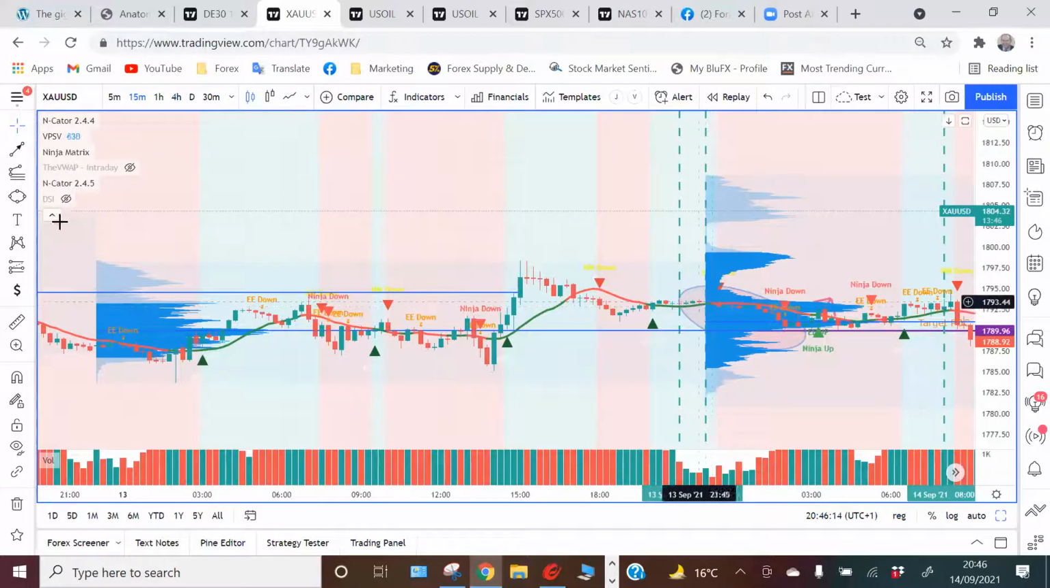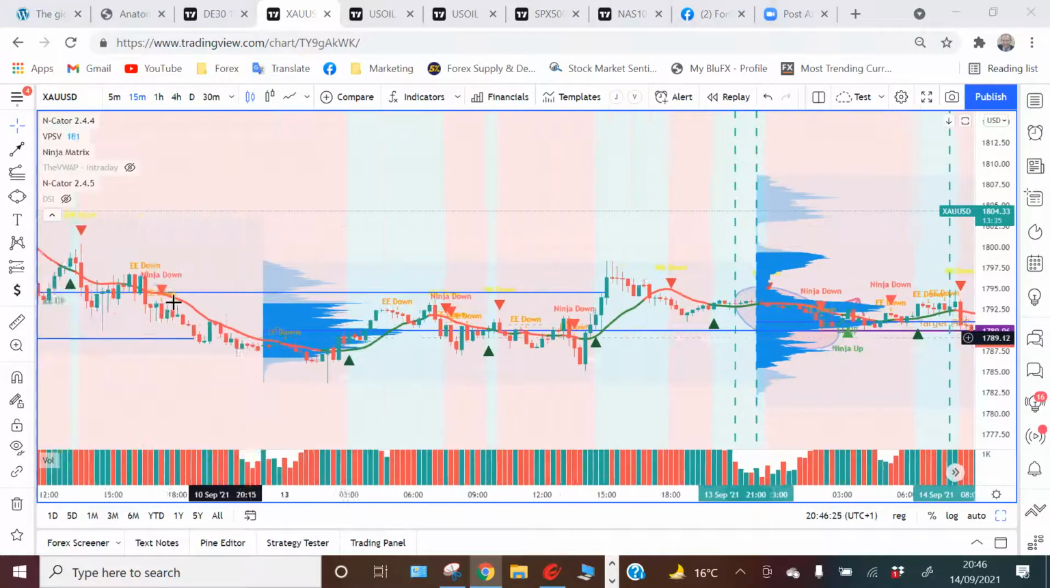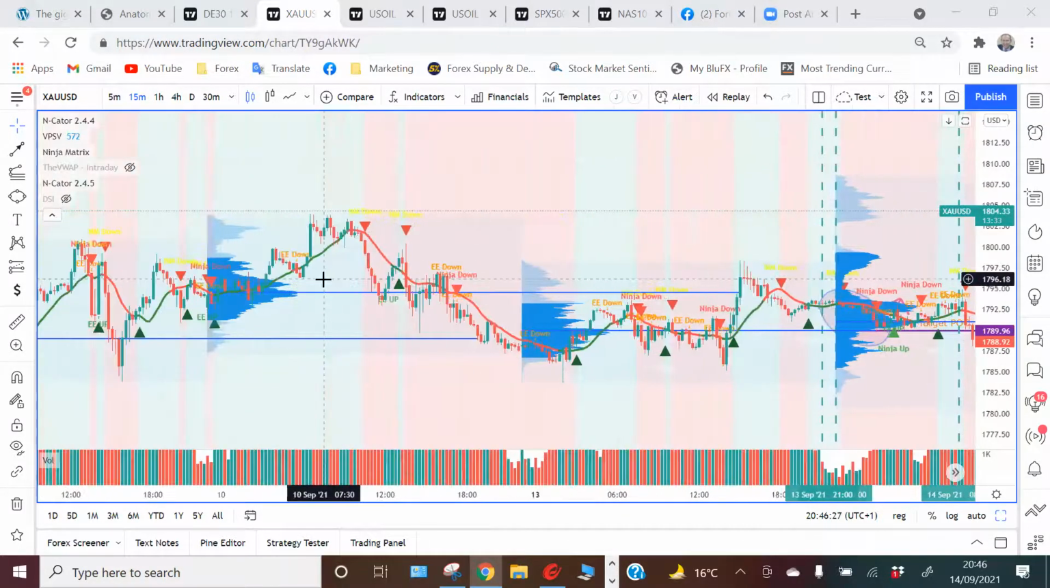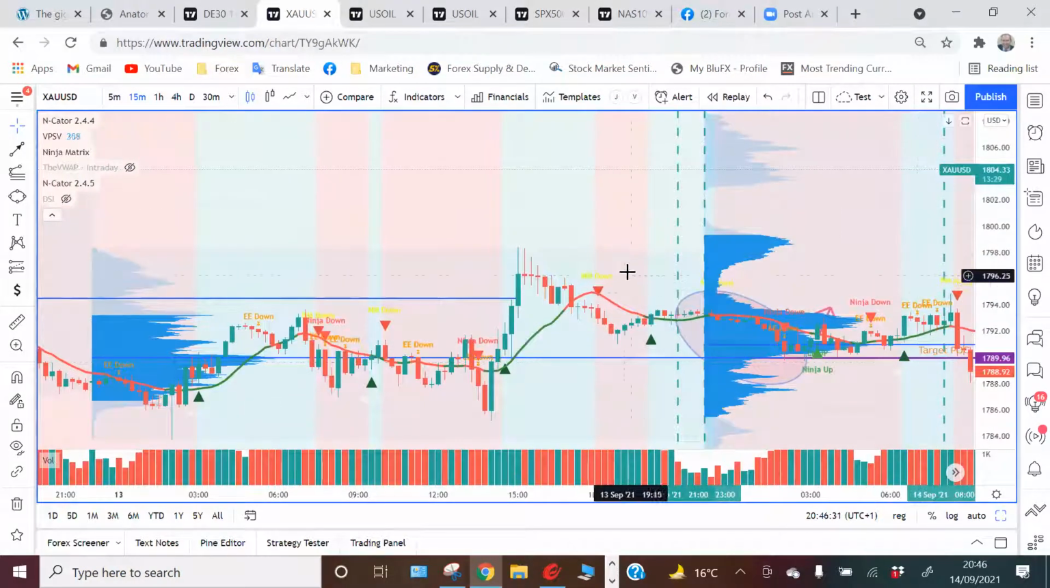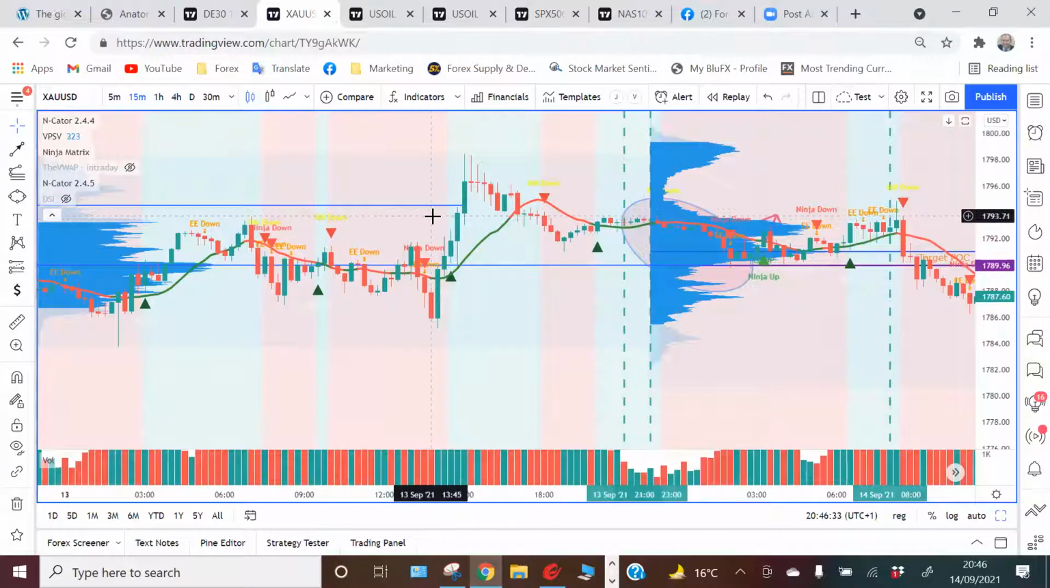11 o'clock candle. There. Is this in the previous day's range? Yes or no? Yes. Thank you very much. Every one of these has been a winner, Kerry. Every single one. It's a very specific strategy. This is in the previous day's range.